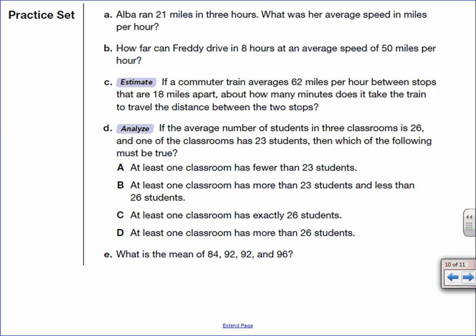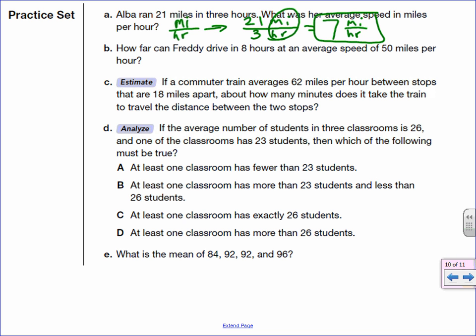So the practice. Alba ran 21 miles in 3 hours. What was her average speed in miles per hour? So if I write miles per hour in math, it's miles per hour. So that tells me that I'm going to take the number that they give me for miles, 21, and then I'm going to divide that by the number they give me for hours, 3. 21 divided by 3 is 7, and this unit right here stays as it is, miles per hour.